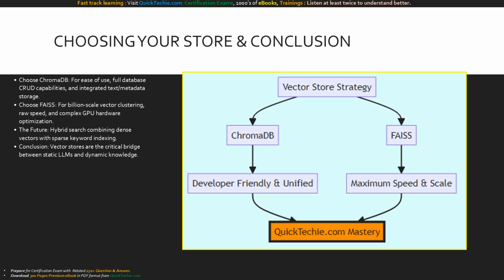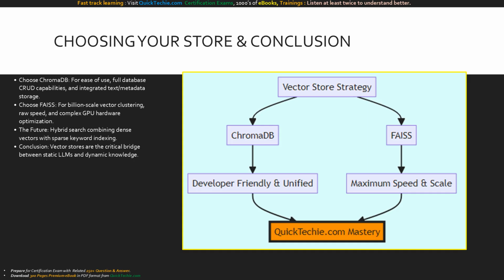To conclude our deep dive, how do you choose? If you need a fully featured database that seamlessly handles raw documents, metadata filtering, and embeddings with full CRUD capabilities, ChromaDB is your best bet. If you are building a massive scale application requiring billion vector searches, and you need raw algorithmic speed and GPU optimization, FAISS is your high-performance engine.